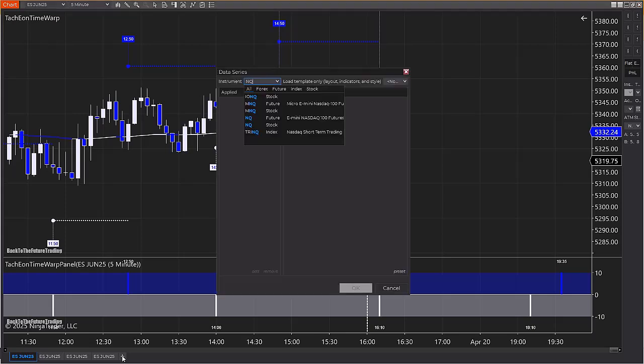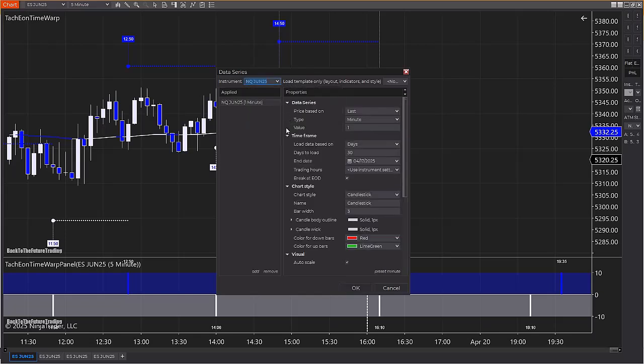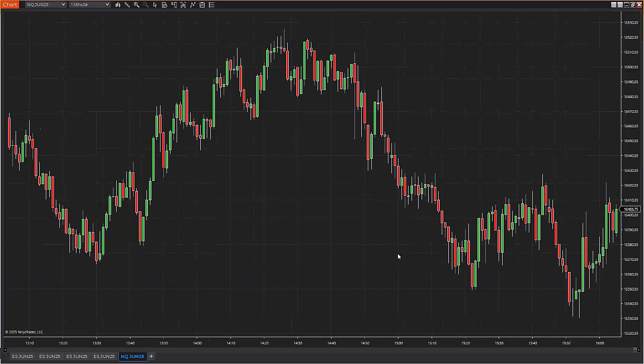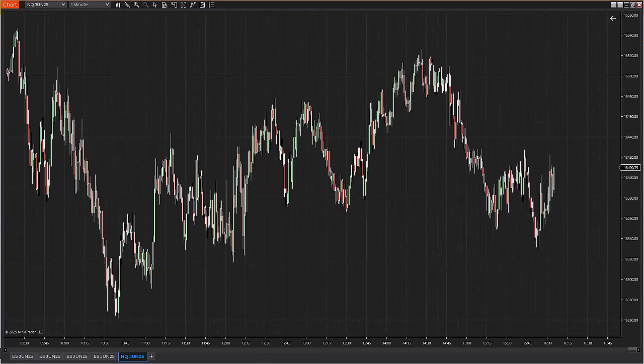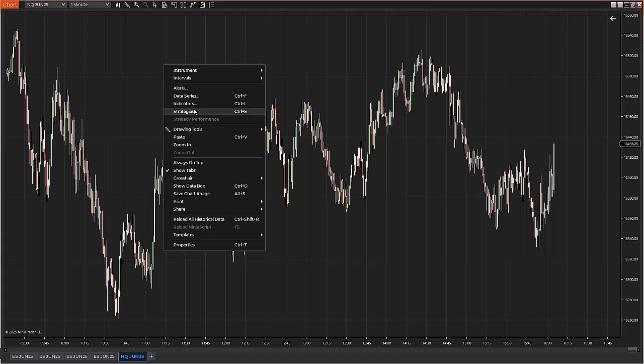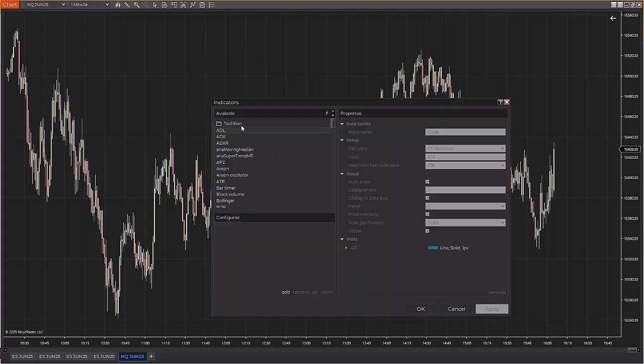So, for example, if we come and look at the E-mini NASDAQ, and let's say we load 30 days of historical data. Most people are trying to attack this from a virtually unlimited number of angles. They're using trend lines, they're using support and resistance, they're using price action, they're using candle patterns.